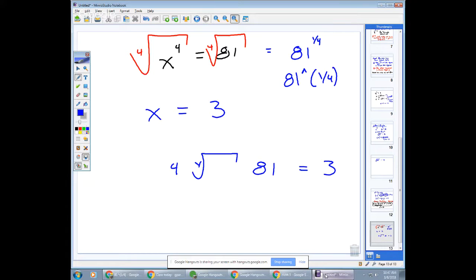Now here's the problem with me solving this equation right here. What did the 4th power lose track of? Negatives. Yeah, I don't know if that was +3 or -3. It could have been either. So I still have to say, it could have been plus or minus because it's an even power. So because of the even power, we need that plus or minus.